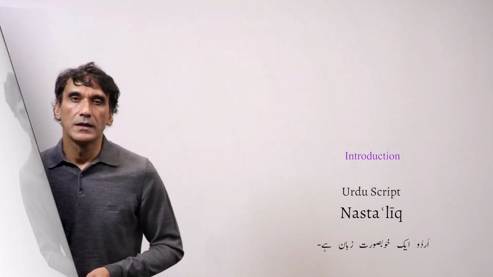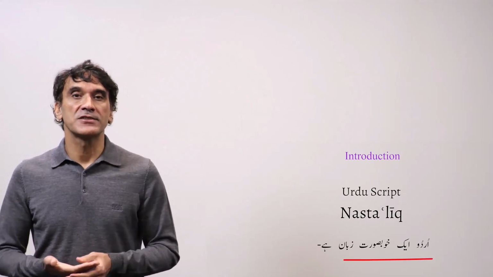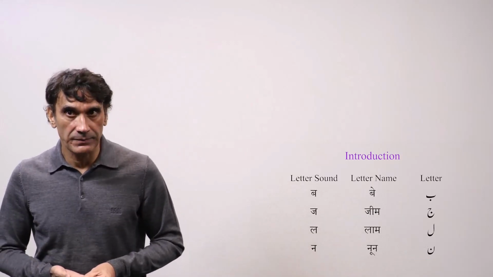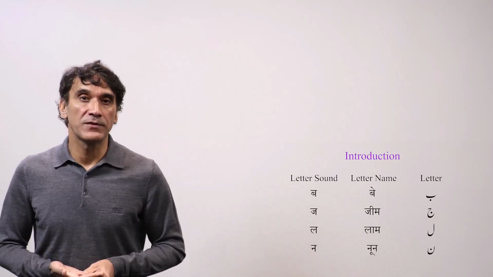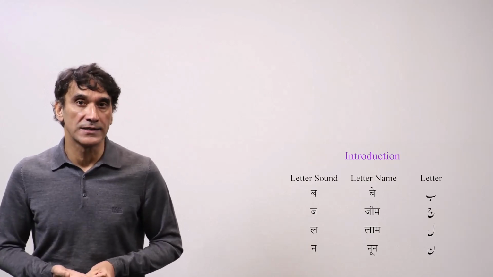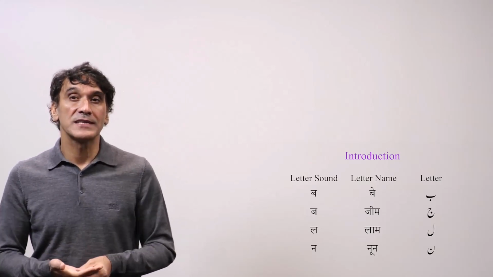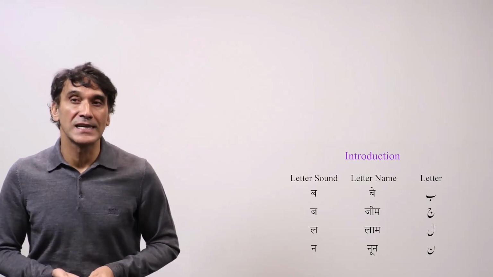In the lecture series, Learn Urdu through Hindi with Sunil Bhatt, we will learn the Urdu letters in Nastaliq, the most common script for Urdu. Nastaliq is written from right to left, the opposite direction from Hindi. Every letter in Urdu has a name. The first sound in the name of the letter is mainly the sound of the letter. For example, Be represents B sound, Jim represents J sound, Lam represents L sound, and Noon represents N sound, and so on.